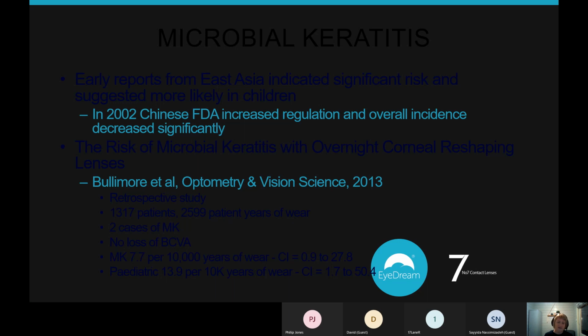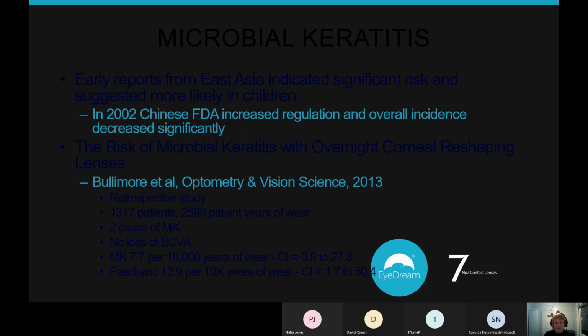When you do that extrapolation up, you get a rate of microbial keratitis of overall 7.7 per 10,000 years of wear. And in the paediatric cases, because both cases were in children, it's 13.9 per 10,000 years of wear. But both of them have very large confidence intervals because of that extrapolation up to 10,000 years of wear. So all of this is good sound data.